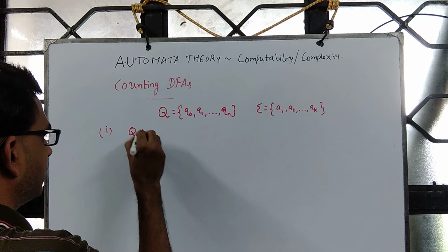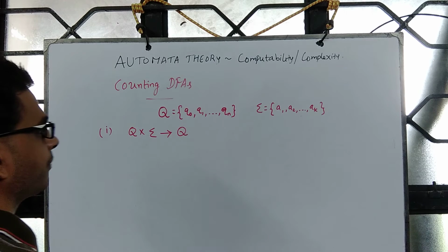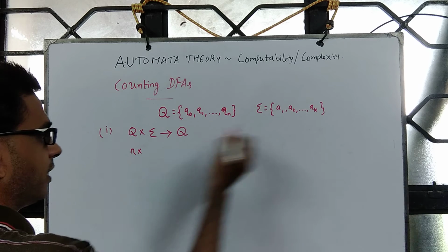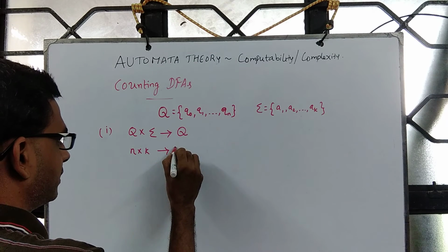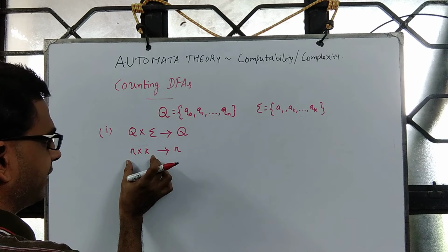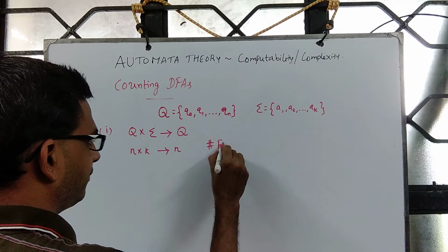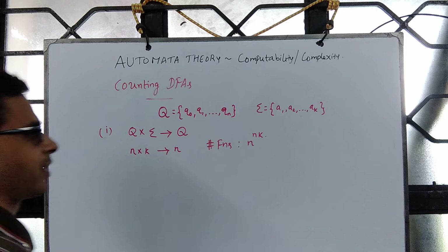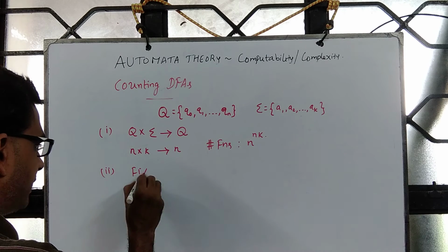First count how many functions are there from Q cross sigma to Q. So cardinality of Q is n, and cardinality of sigma is k. So number of functions from a set of size nk to a set of size n is n to the power nk.